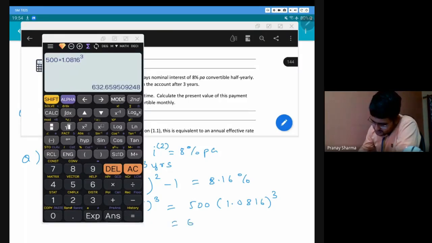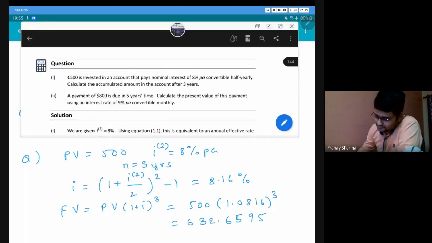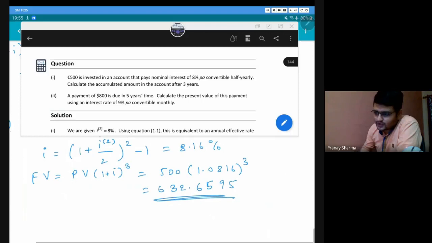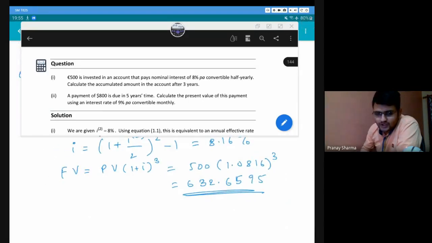We are getting 632.6595. This is the future value that we are getting. This is one way of solving. The other way is using effective rate of interest per half year.